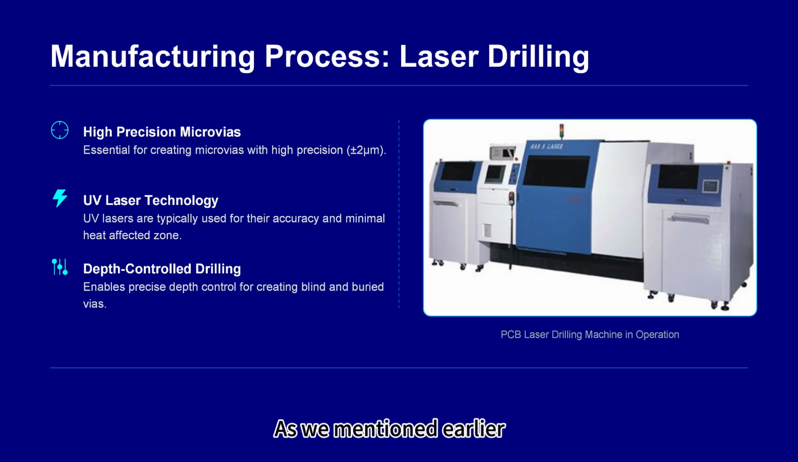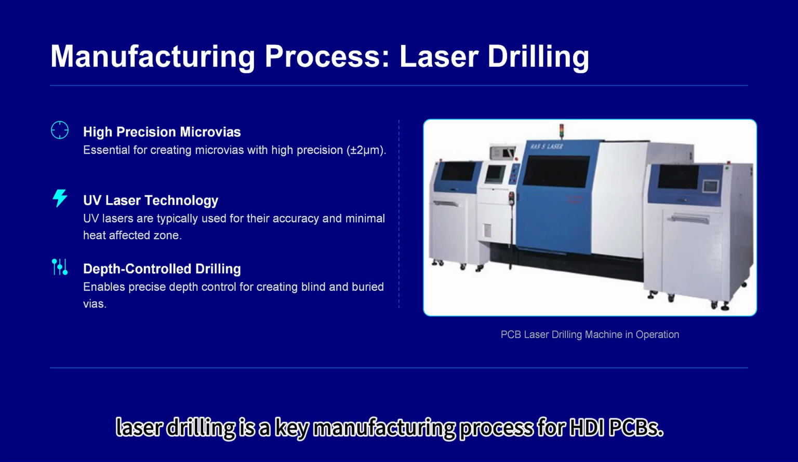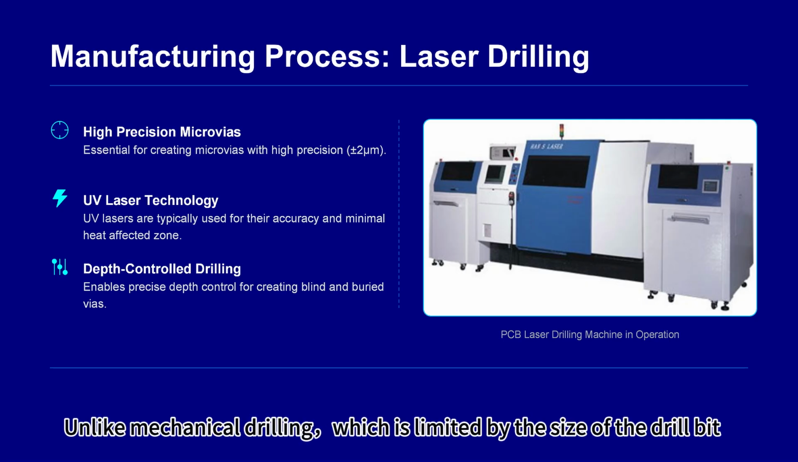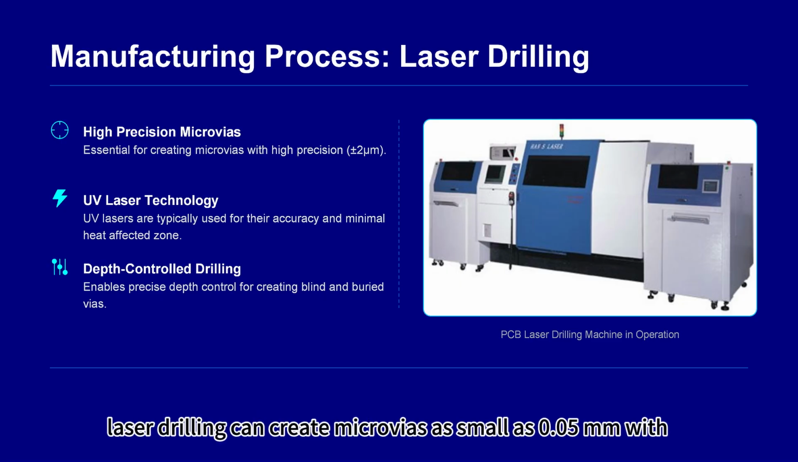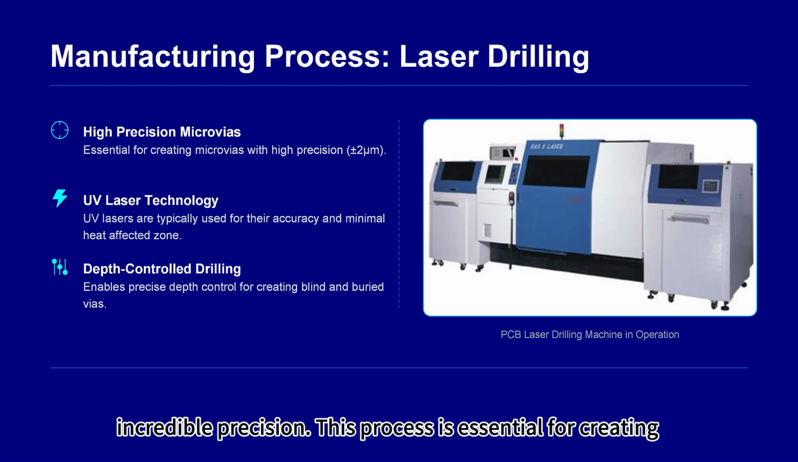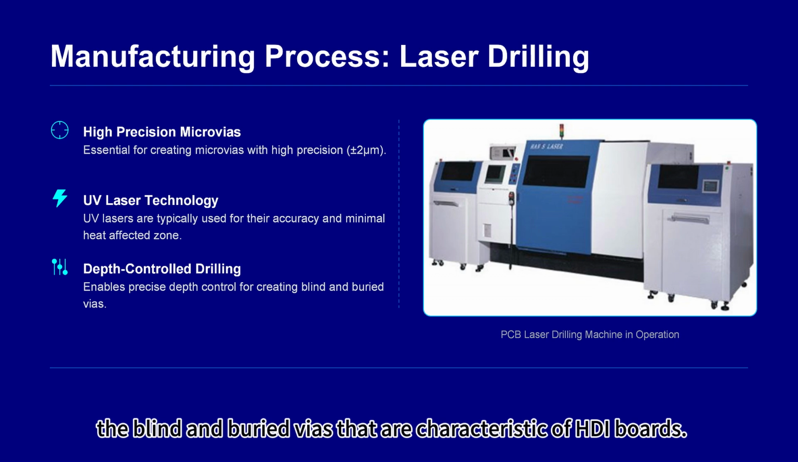As we mentioned earlier, laser drilling is a key manufacturing process for HDI PCBs. Unlike mechanical drilling, which is limited by the size of the drill bit, laser drilling can create microvias as small as 0.05 mm with incredible precision. This process is essential for creating the blind and buried vias that are characteristic of HDI boards.